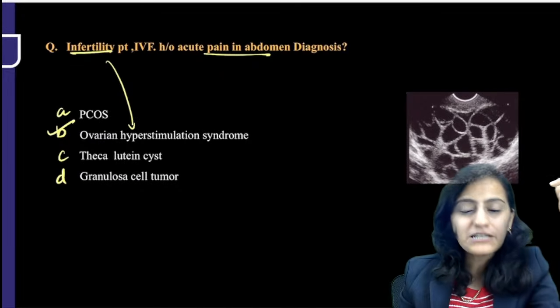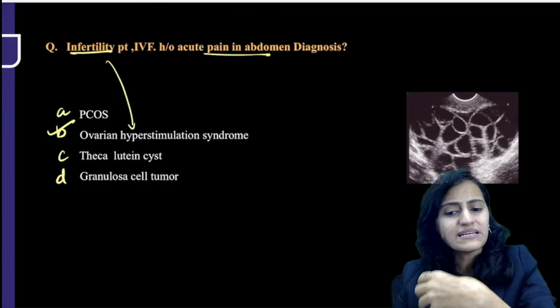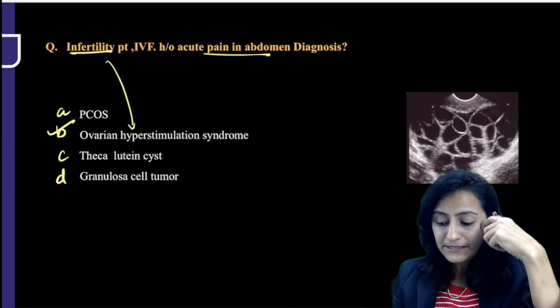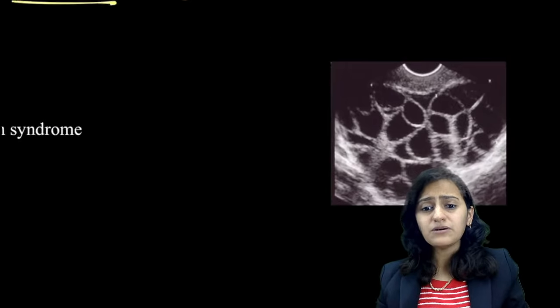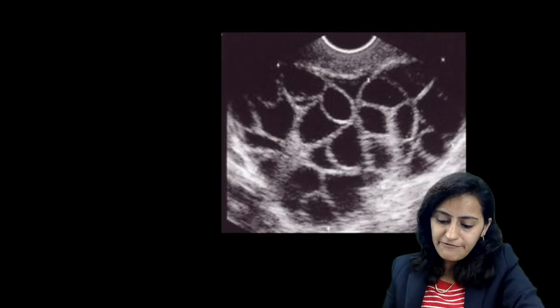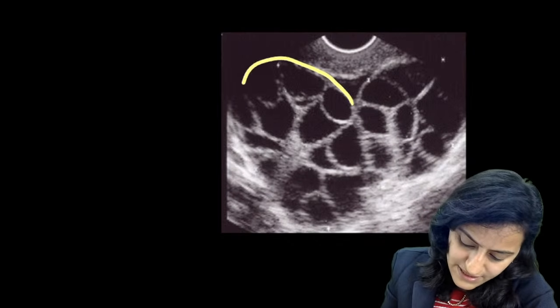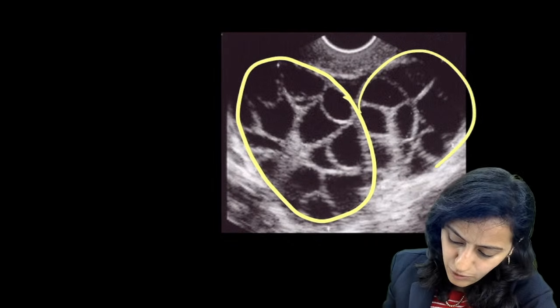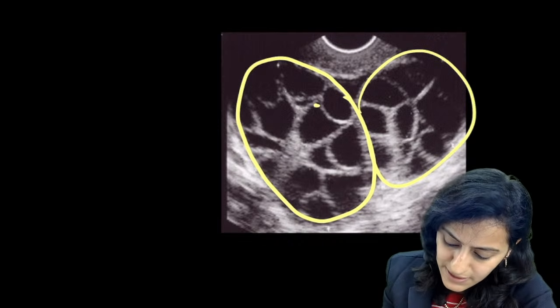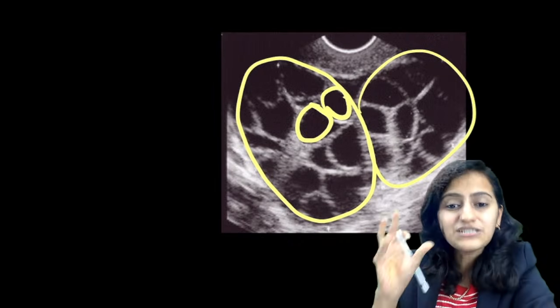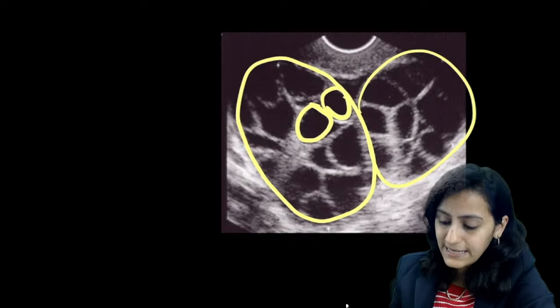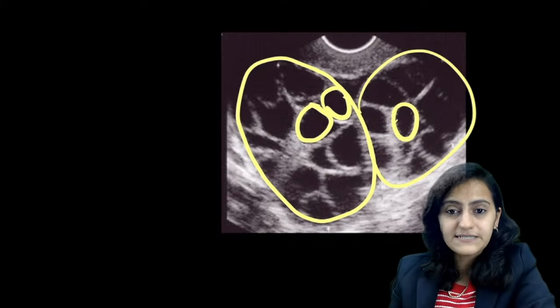Because in an infertility patient, we hyperstimulate the ovaries by giving clomiphene citrate, right? So, look at this image here. This is the ovary that we are seeing, and you are seeing those multiple large follicles appearing like cysts in both the ovaries, right?